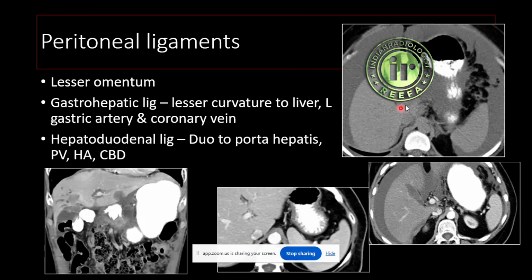And the free edge of this is the hepatoduodenal ligament, which, as you go down, starts off from the proximal duodenum and reaches up to the porta hepatis. The vascular landmark for the gastrohepatic ligament is the lesser gastric artery, while for the hepatoduodenal ligament it is the portal triad. You can also see in this image, this is the lesser sac, that the lesser omentum forms one of the boundaries of the lesser sac.